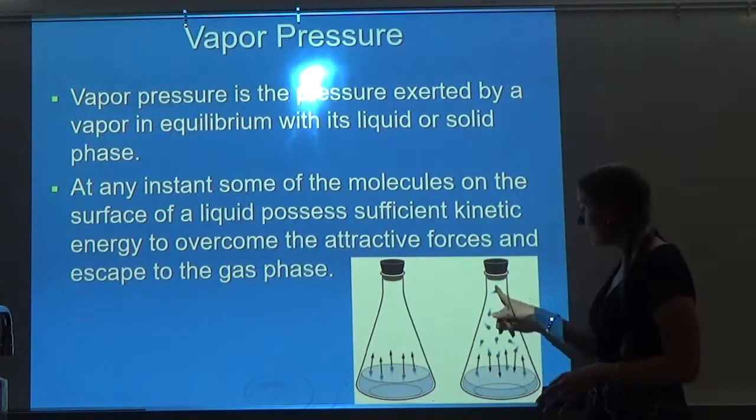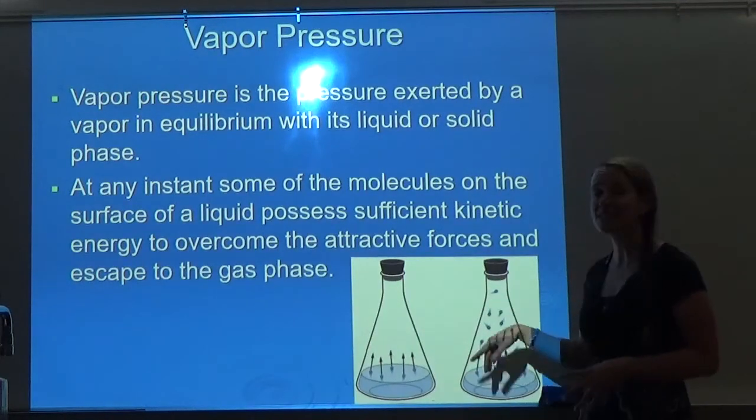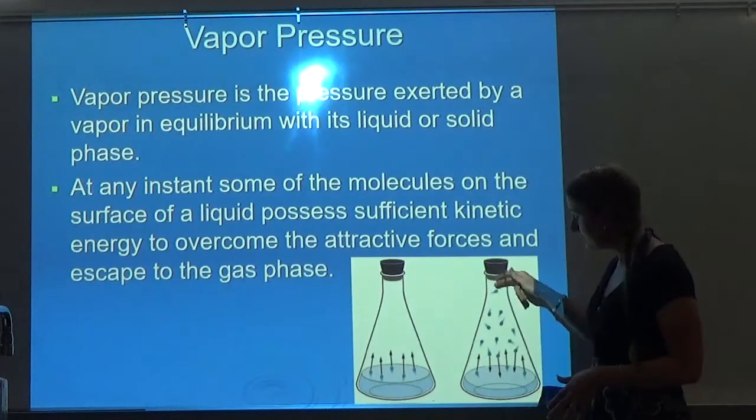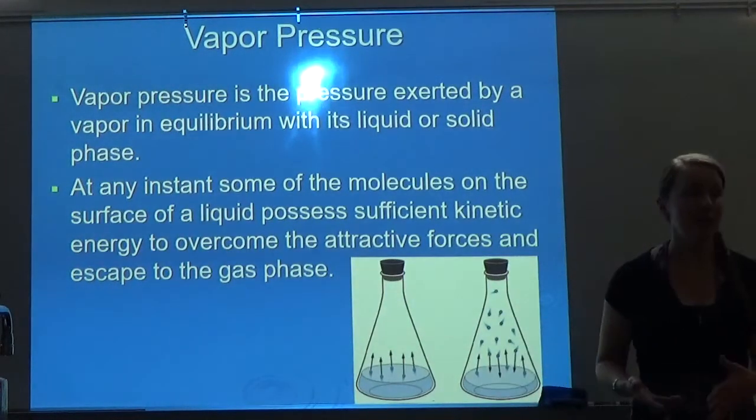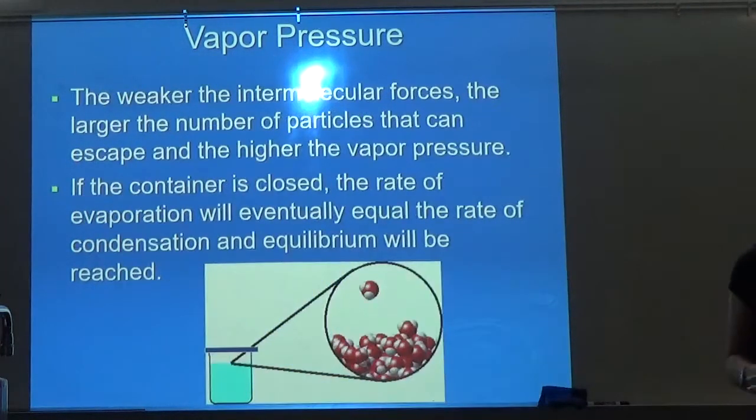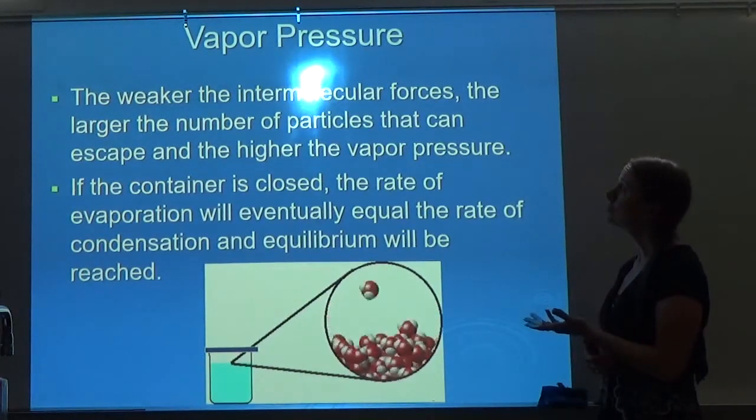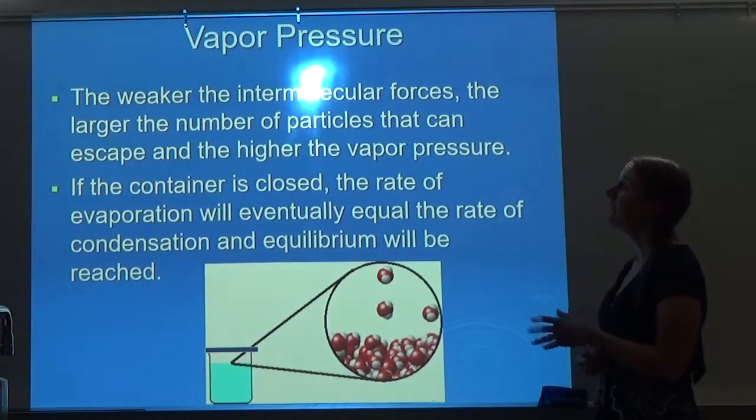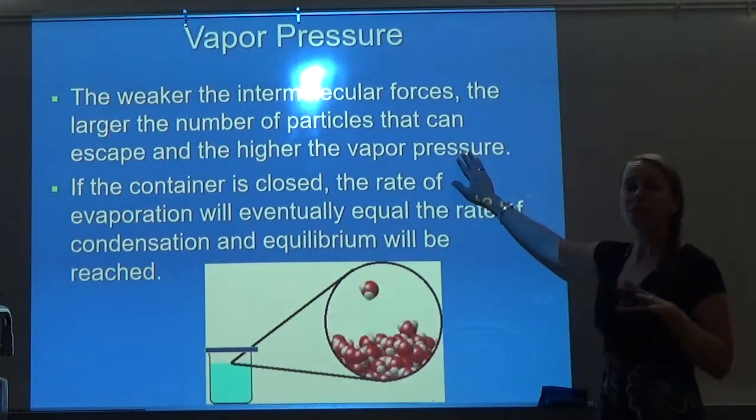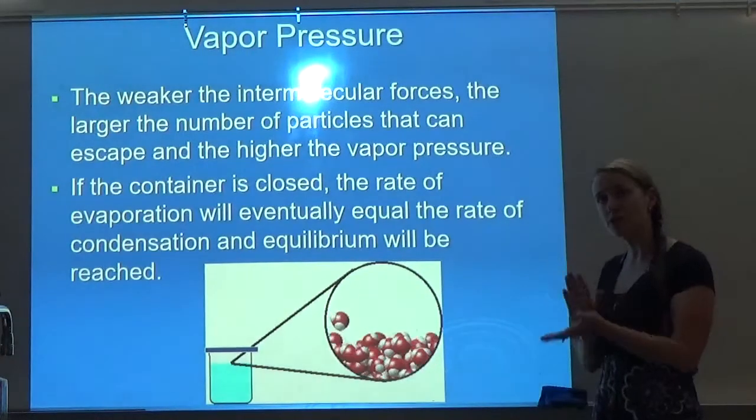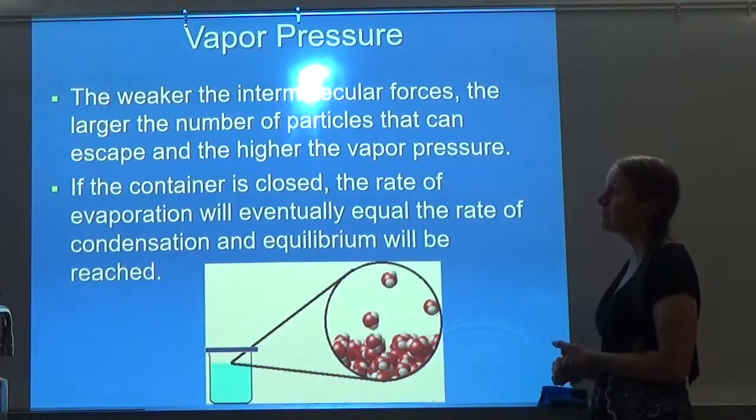And so like I said, once this airspace becomes saturated with whatever the liquid is, once it evaporates, then it has to start condensing, and that's where we reach our equilibrium. So the weaker the intermolecular forces, the larger the number of particles that can escape and the higher the vapor pressure. So if a liquid has weak intermolecular forces, the molecules aren't that attracted to one another, so it's easier for them to escape and become a gas.